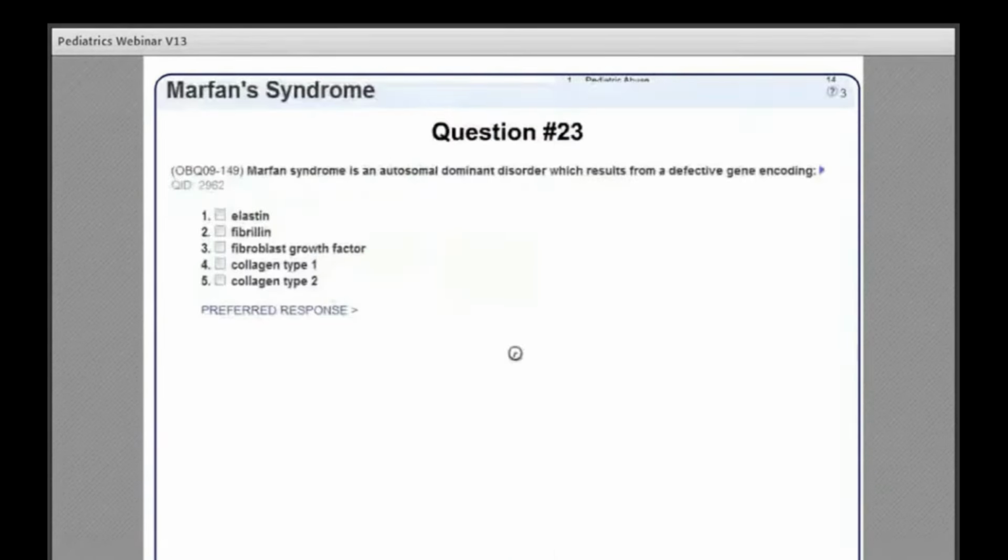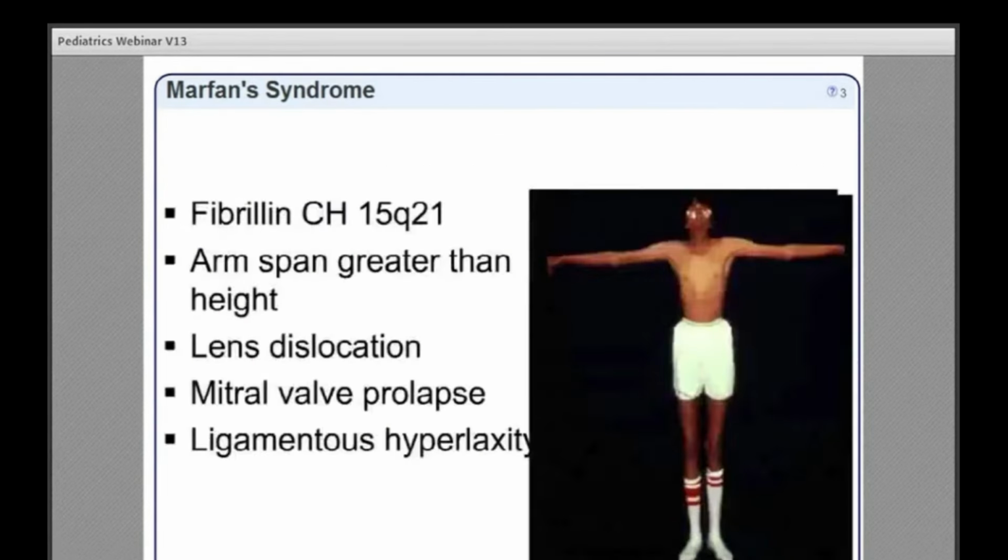Marfan syndrome. Marfan syndrome is an autosomal dominant disorder which results from a defective gene encoding for what? Again, a gene byproduct question. Number 1, elastin. Number 2, fibrillin. Number 3, fibroblast growth factor. Number 4, collagen type 1. And number 5, collagen type 2.